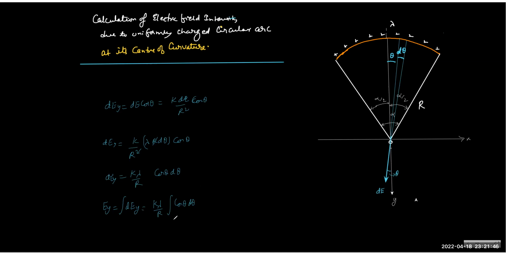So the net field is equal to the integral. Now the angle we have to take is from where to where? The limits of integration: minus alpha by 2 to alpha by 2. Very good. So this is the same answer, 2k lambda by r sin alpha by 2, the half of the angle subtended. Instead of d, we have r. That's it, the same formula.